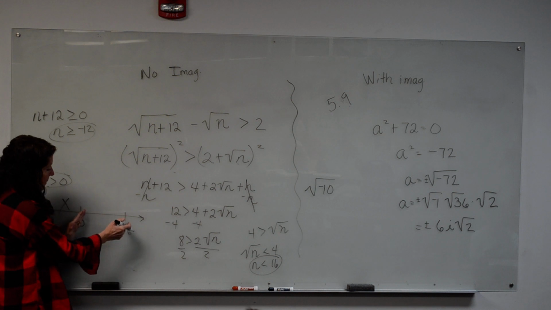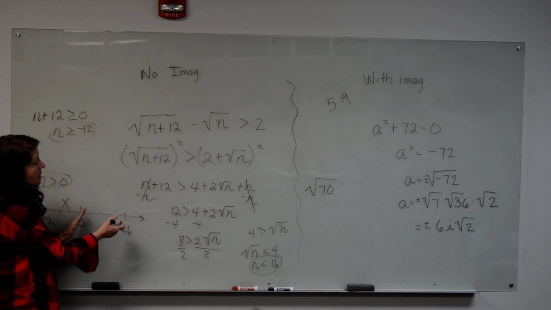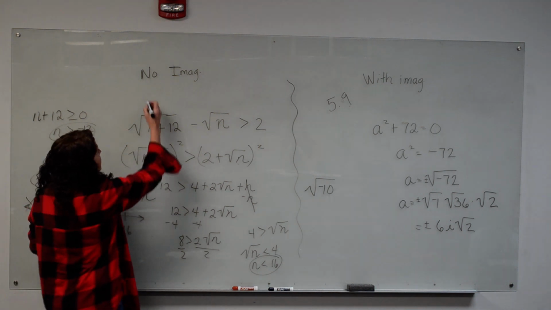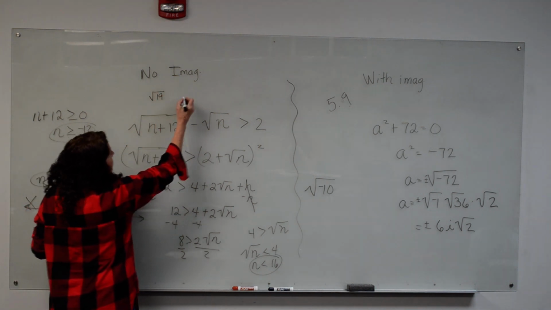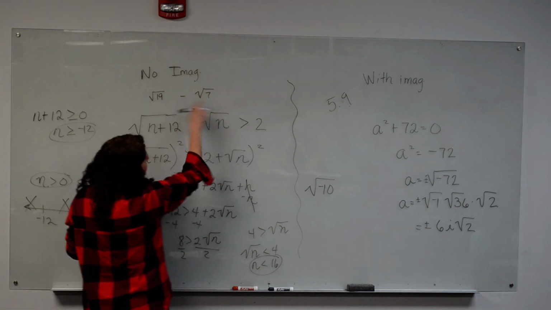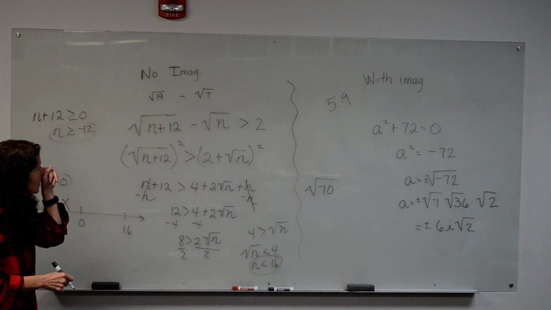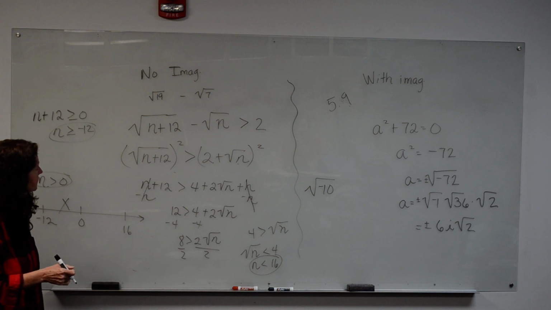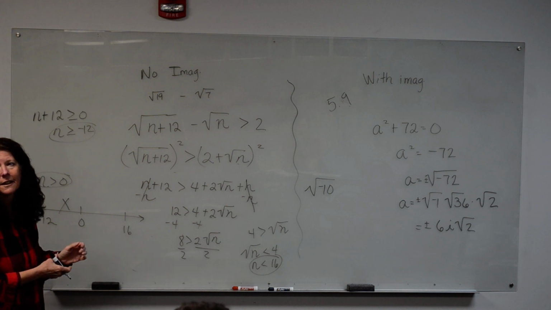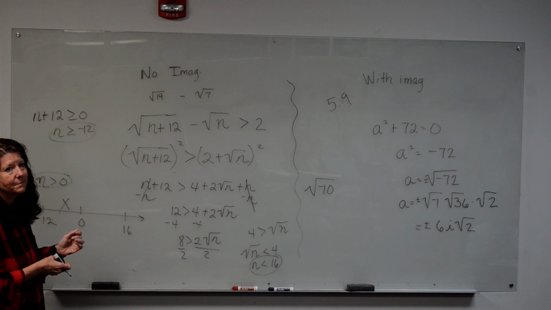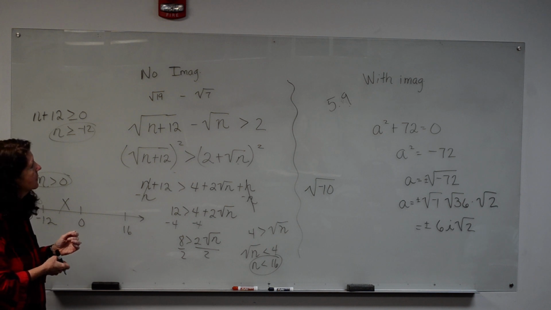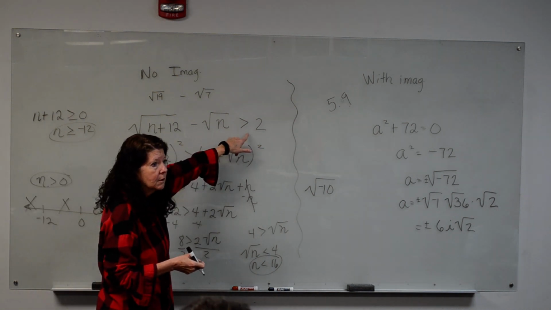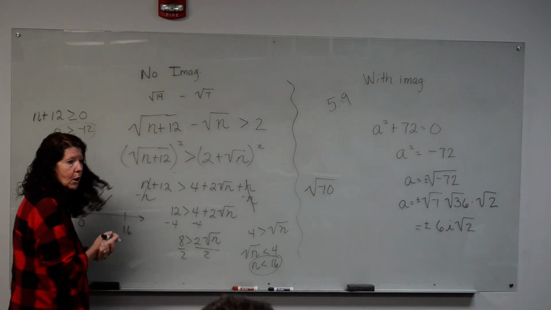So let me pick something in between 0 and 16, 7. What would you pick? 7, okay. So this is going to be the square root of 19 minus the square root of 7. Somebody do that on a calculator and tell me if it works. What is it when you do it? 4.0. Okay, is that greater than 2? Yeah. So in between there works.